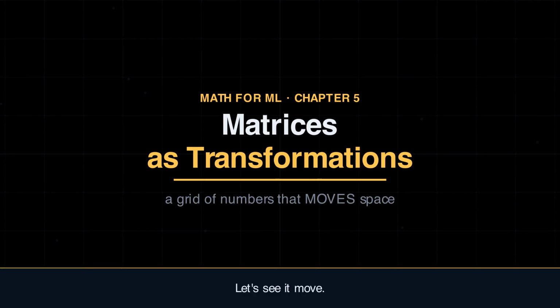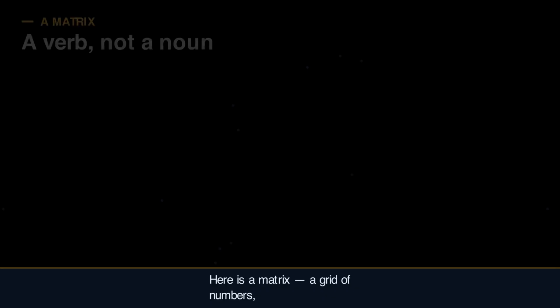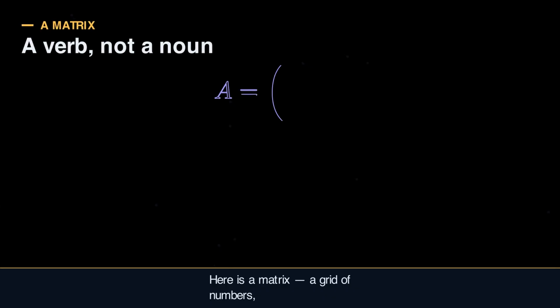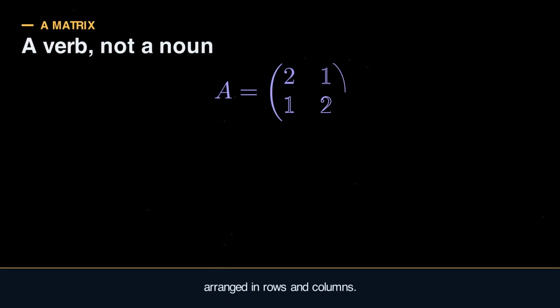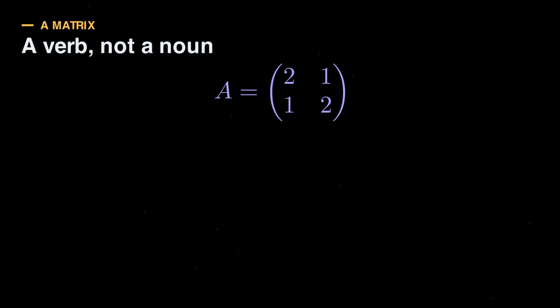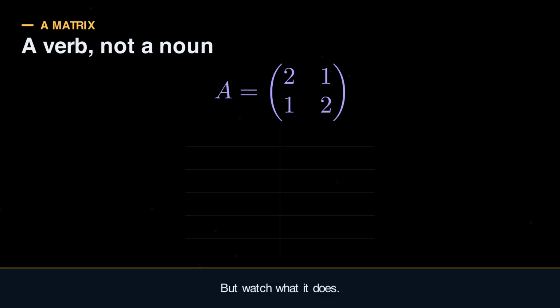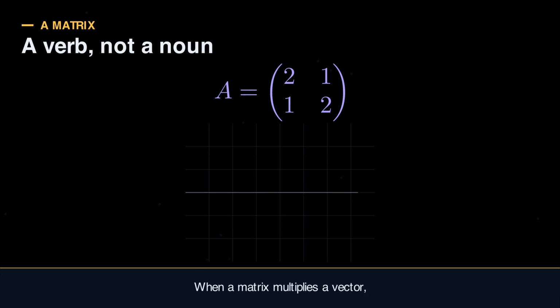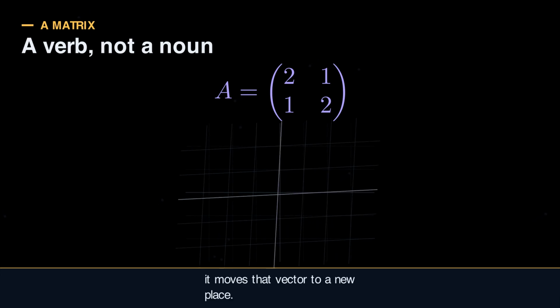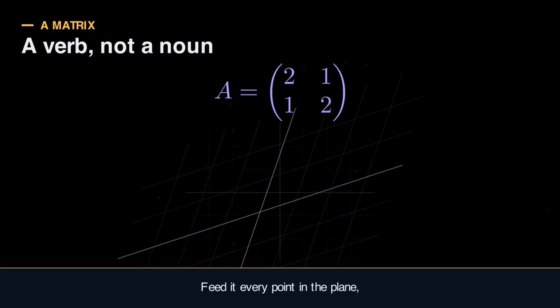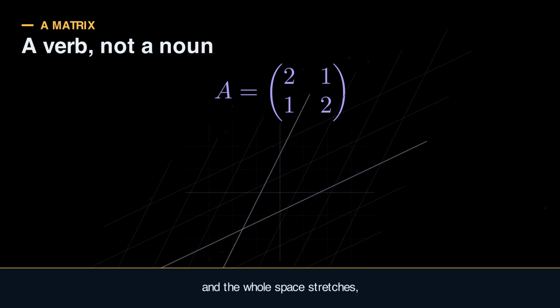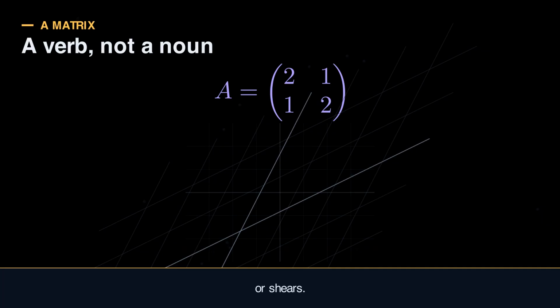Let's see it move. Here is a matrix, a grid of numbers, arranged in rows and columns. You could think of it as just a table. But watch what it does. When a matrix multiplies a vector, it moves that vector to a new place. Feed it every point in the plane and the whole space stretches, rotates, or shears. A matrix is a verb, not a noun.